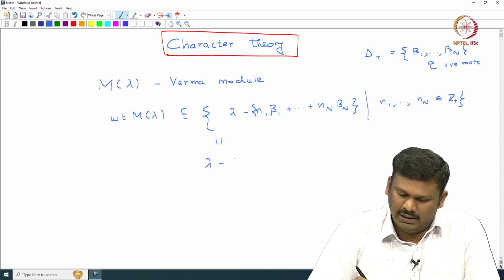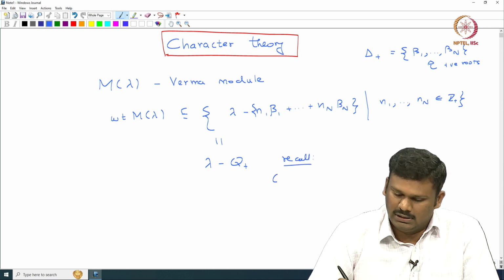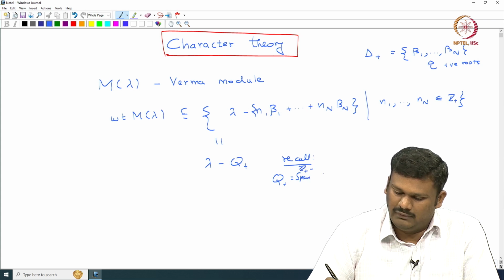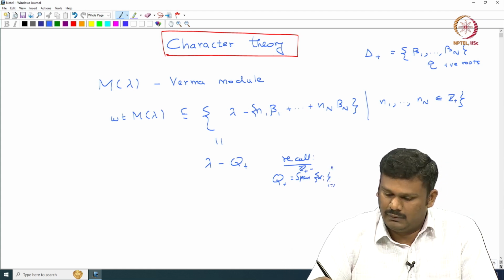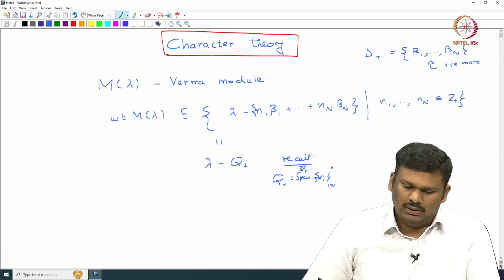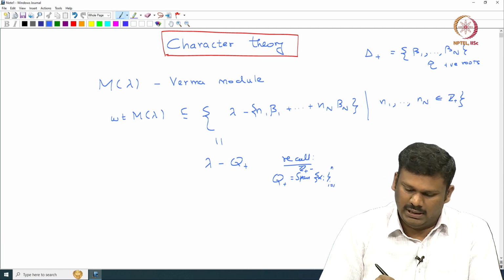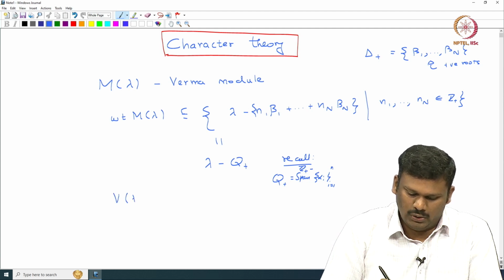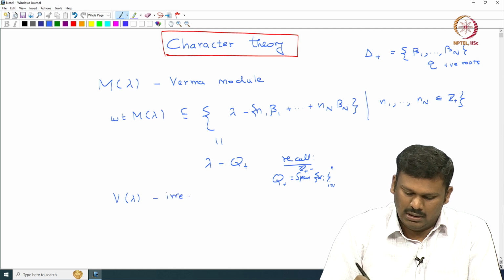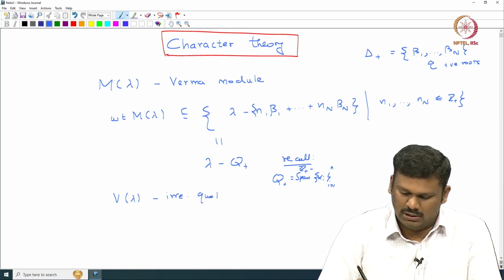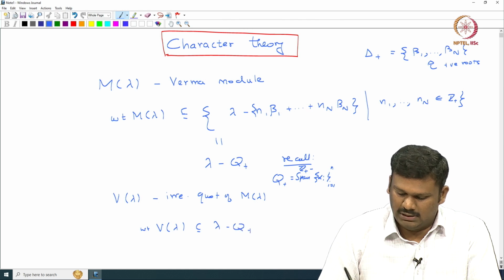So, this is indeed lambda minus Q plus. So, recall what is Q plus. So, Q plus is nothing but the Z plus span of the simple roots alpha i from 1 to n. Okay. So, now similarly, if we take the corresponding irreducible module, which is denoted by V of lambda, the irreducible quotient of M of lambda, again the weights of V of lambda are contained in this lambda minus Q plus.